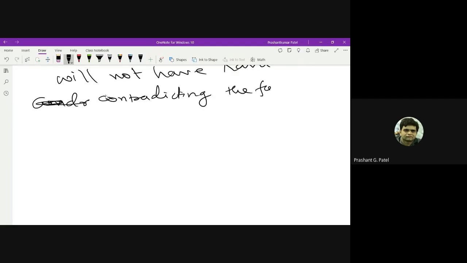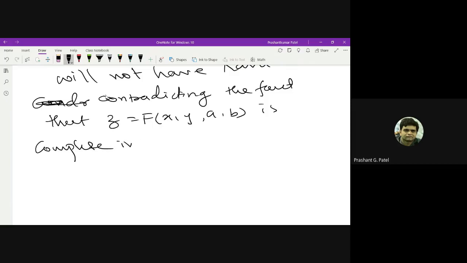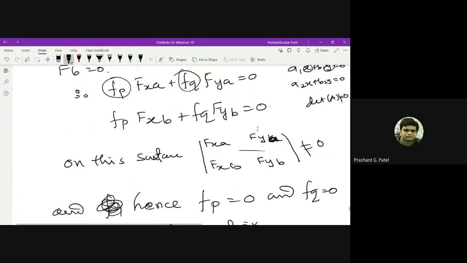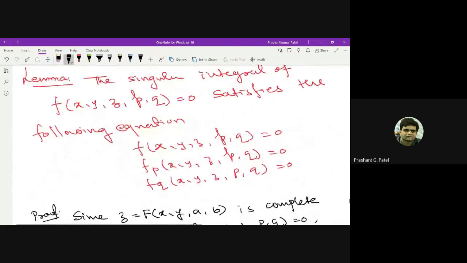So in the complete integral, we already talked that the matrix written above has to be of rank 2. Why did we do this? Because if this determinant is non-zero, it will satisfy Fp equal to 0 and Fq equal to 0, and that is our objective. We have to prove that Fp is 0 and Fq is 0, and F is already 0. So that completes the proof of this lemma also.